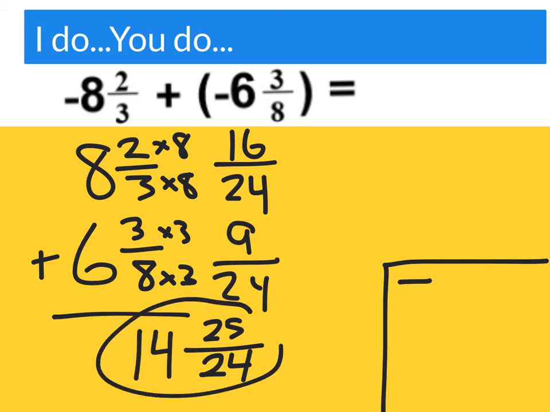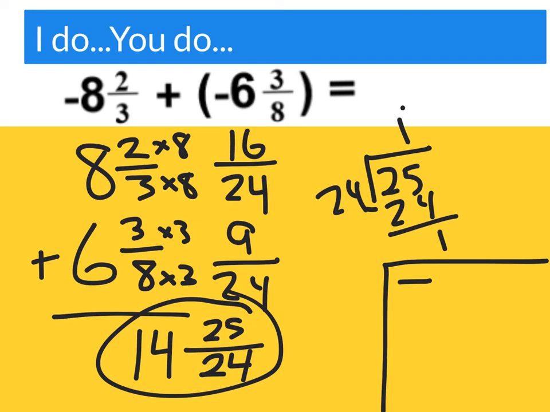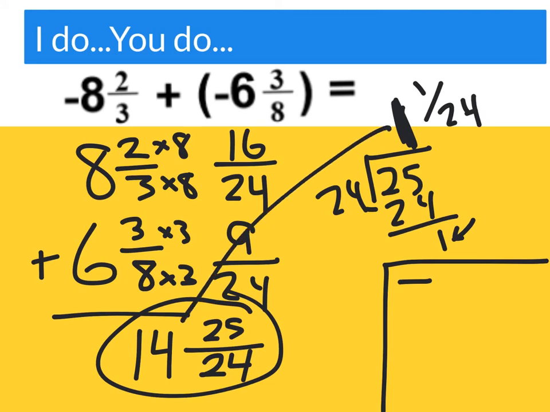The only problem is this is a little bit mixed and a little bit improper, so it's mixed up. So we changed the improper part by dividing 25 by 24. It goes in there once with one remainder, so that's one whole and one remainder out of 24. Then the 1 goes with the 15 because it's a whole number, and we call that 15 with 1 remainder out of 24, and we have to remember it's negative. So negative 15 and 1/24.